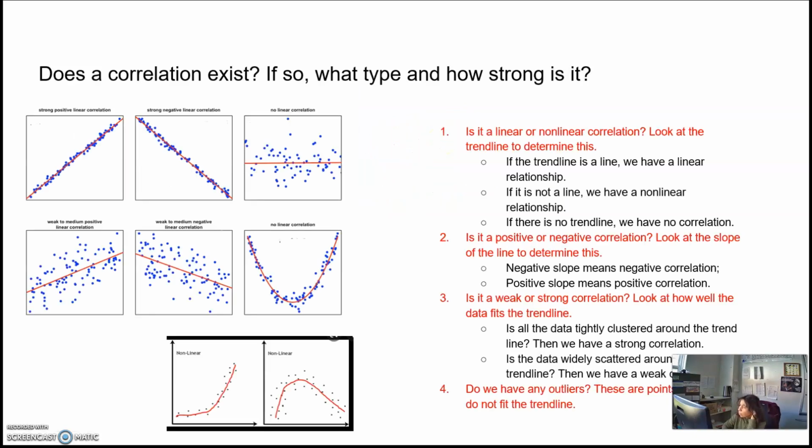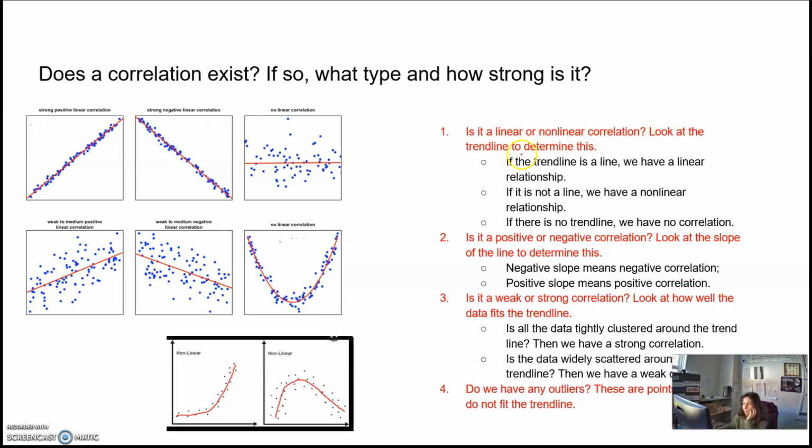So let's go a little bit more through this and see more specifically, because you're going to be asked to do this on your assignment and on the test. You're going to be asked to determine if there is a correlation, and if so, what type of correlation and how strong it is. So here are the kinds of scenarios you're going to see, and let's talk about what we are looking for. Number one, you're going to be looking for whether, if there is a correlation, it is a linear or non-linear correlation. What does that mean?